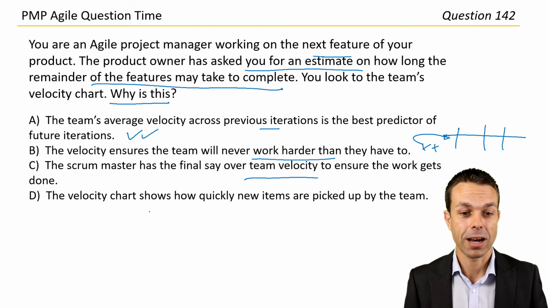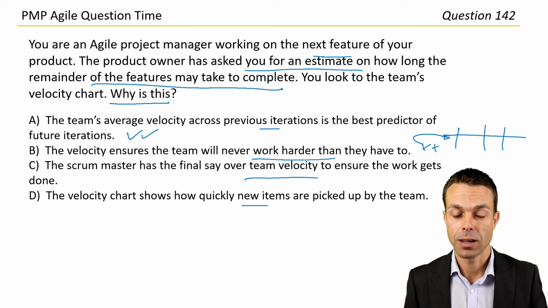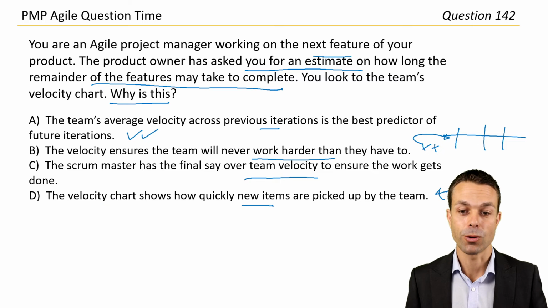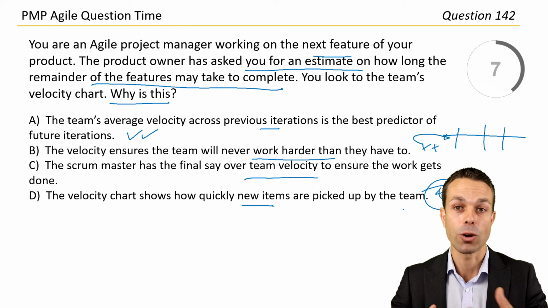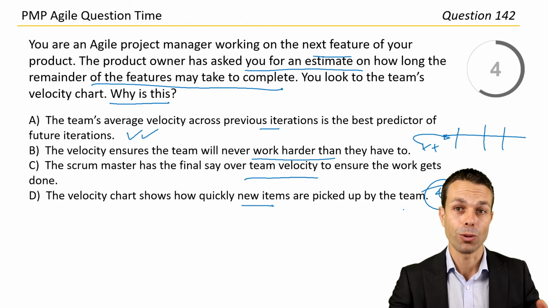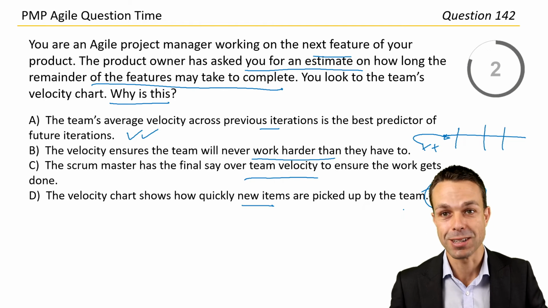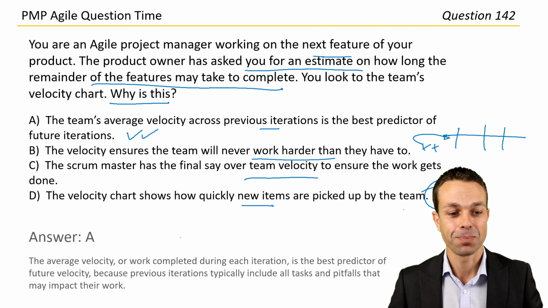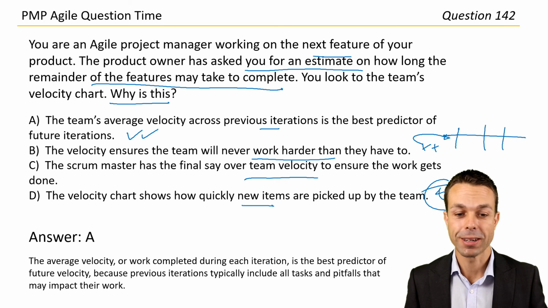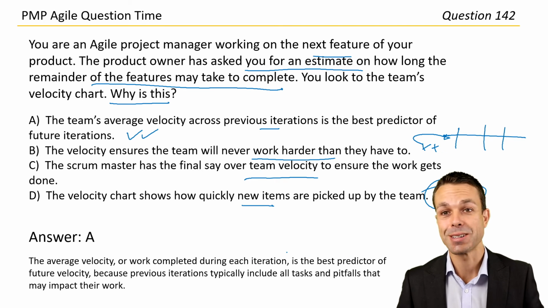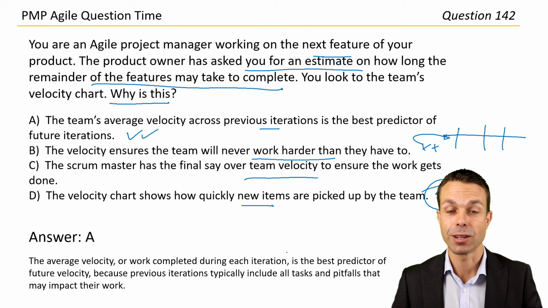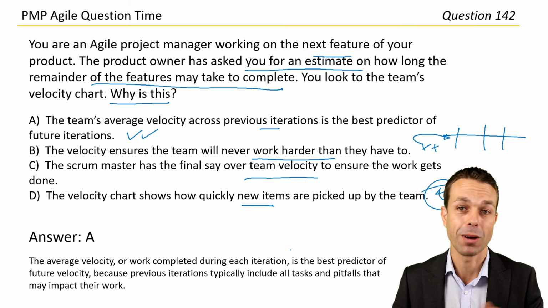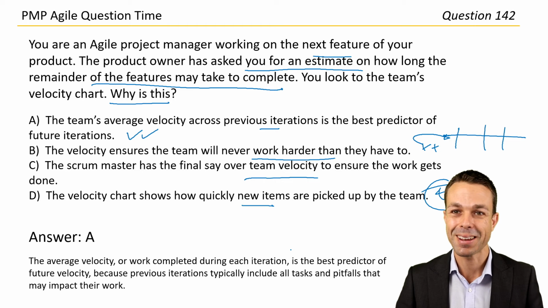Lastly, the velocity chart shows how quickly new items are picked up by the team. That's also not correct. It just measures how much of the work is flowing through the team and how quickly, usually by a measure of story points on the cards getting completed. So let's go with answer A. The average velocity, or work completed during each iteration, is the best predictor of future velocity, because previous iterations typically include all of those tasks and pitfalls that we might come across in the future as well. All right, that was great.